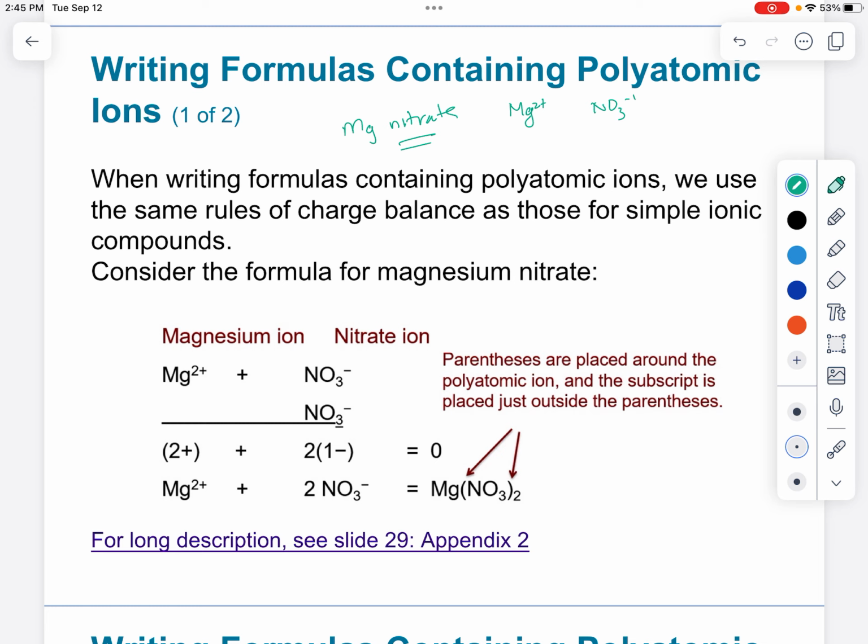Well, I have +2 and I have -1. So I need more negative charge. I need 2 of those nitrates. And so my formula is going to be magnesium, and then when you have more than one polyatomic ion, you have to put parentheses around it. So this 2 means that there's 2 NO3s. And if I were to write out the number of atoms, it would be 1 magnesium, 2 nitrogens, and 6 oxygens.